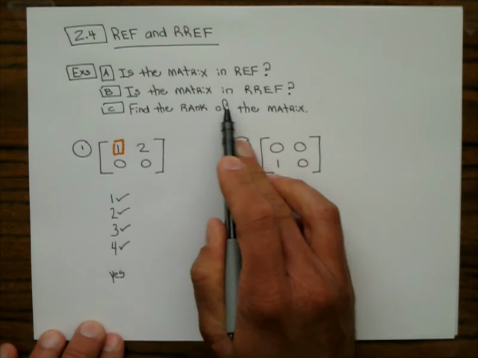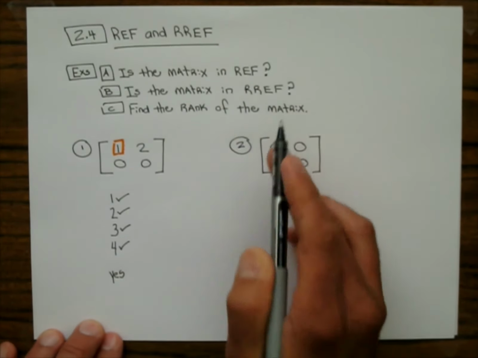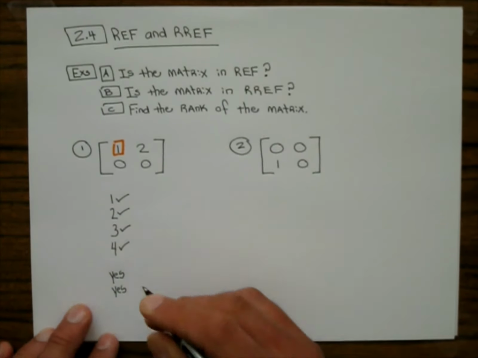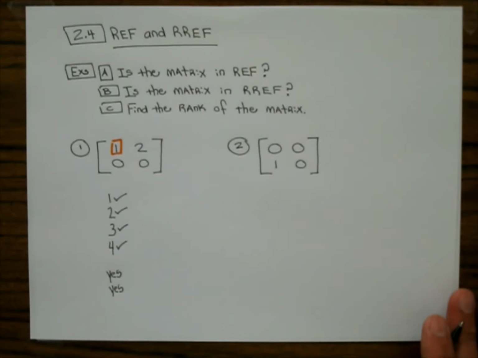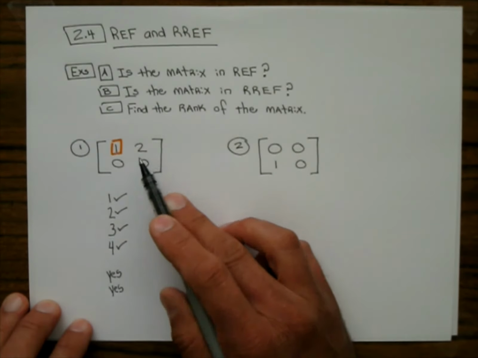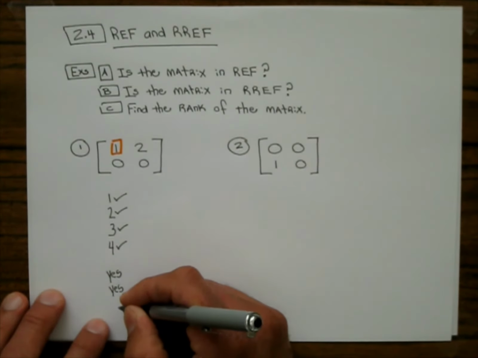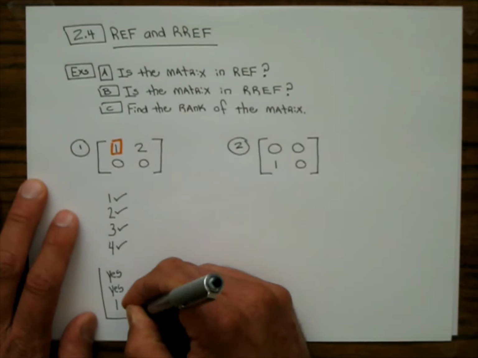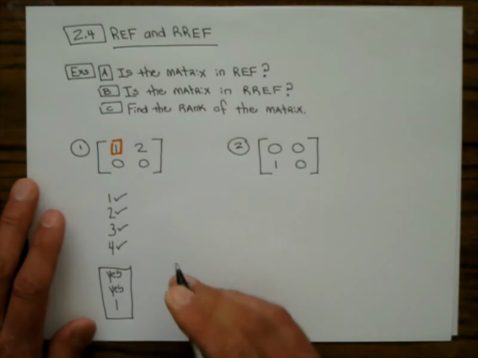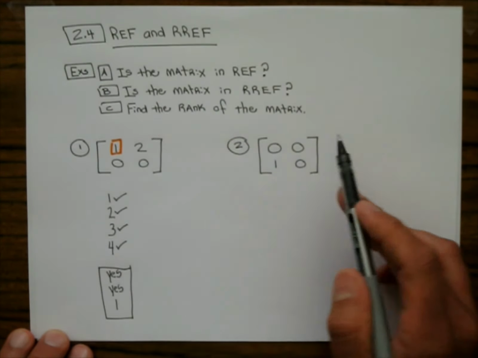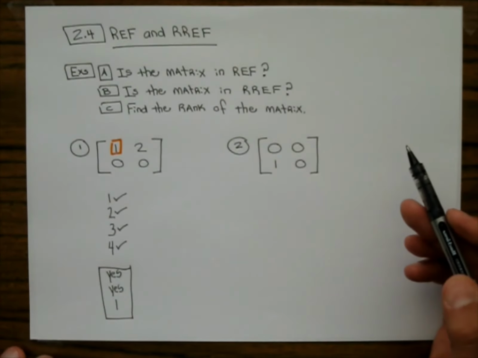Is the matrix in RREF, or reduced row echelon form? Well, it meets all four conditions. Yes. Now the rank is the number of non-zero rows in row echelon form, and we have one non-zero row in this matrix, so the rank is 1. So yes, yes, 1 is the answer to problem number 1 in terms of asking about row echelon form, etc.